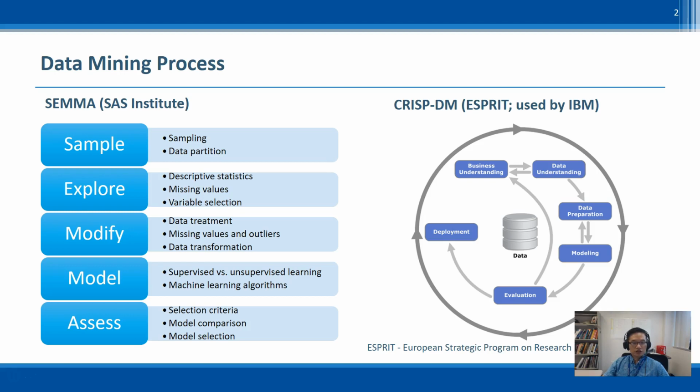CRISP-DM breaks the process of data mining into 6 major steps: business understanding, data understanding, data preparation, modeling, evaluation, and deployment. I won't go into the details of those steps because steps like data understanding, data preparation, modeling, and evaluation are very similar to SEMMA process.